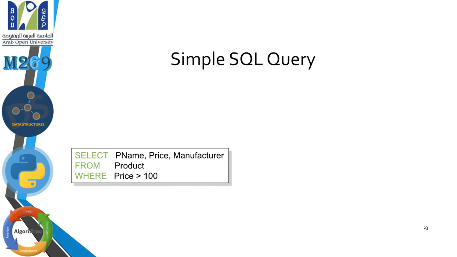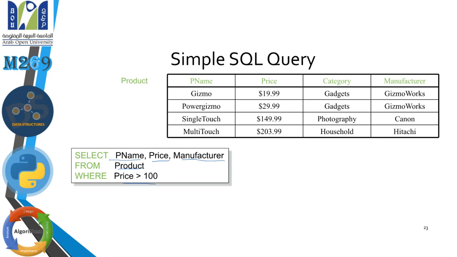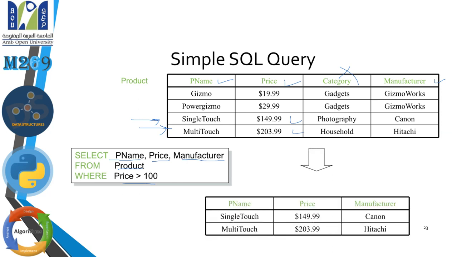Here we select the name only, price and manufacturer from the table Product where the price is greater than 100. So I will select only these fields, price and manufacturer. This one will not be included in the output, and the price must be more than 100. So only this one and this one will appear. And only 3 columns appear; category does not appear in the output.